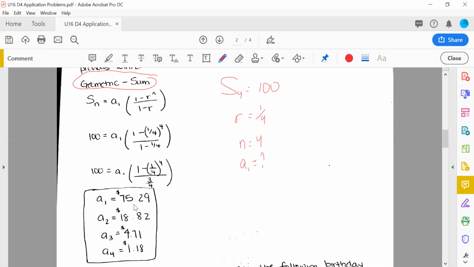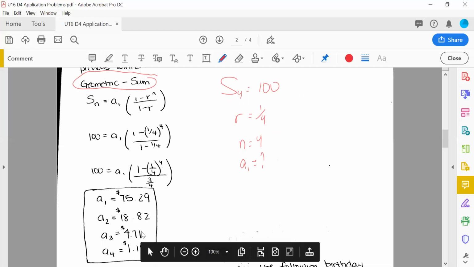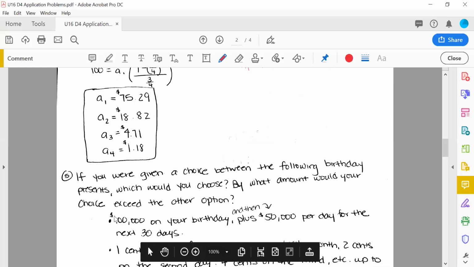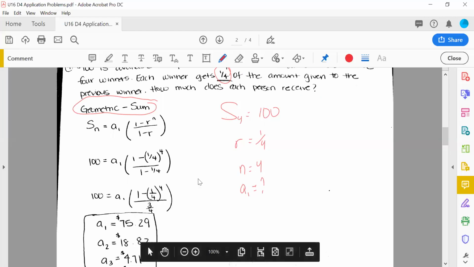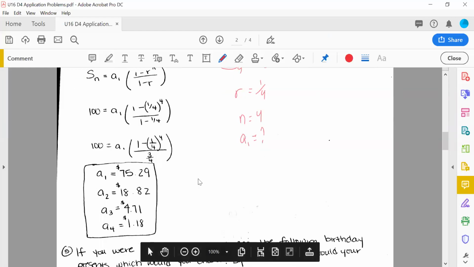Then after you find A sub 1, the rest is gravy. I mean, then you could literally just divide by 4, get $18.82, divide by 4, get $4.71, divide by 4, and get $1.18. But the trick about this particular word problem was that they were giving you the sum of the 4 terms or the 4 winners, and you needed to find the first term, and from there you could find the next 3 terms.